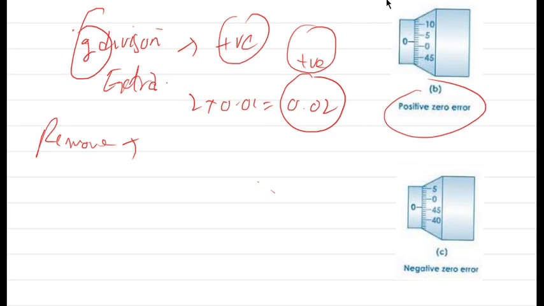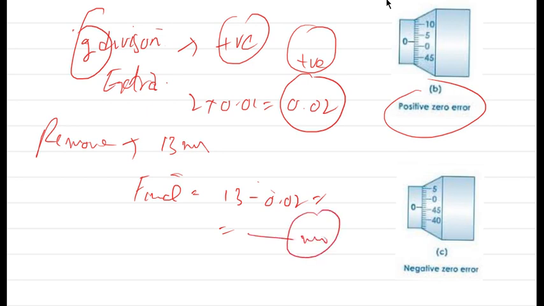Very simple. For example, if the result I'm getting is 13 millimeter, then after removal, what will the final result be? The final result will be 13 minus 0.02, because it was already existing when we started working on the micrometer. That's why you will get 12.98 millimeter, your result free from positive error.